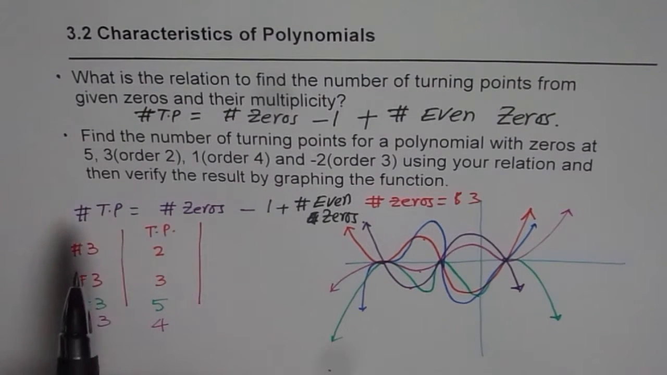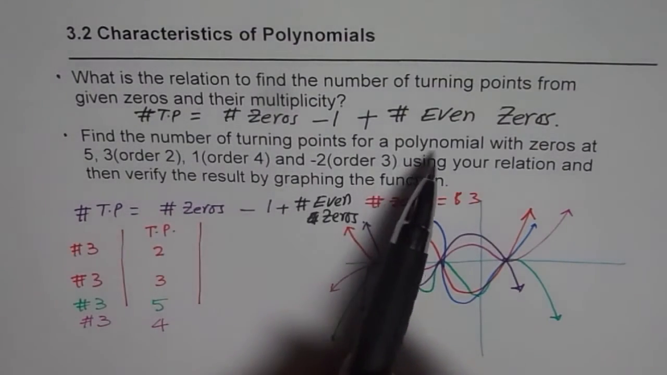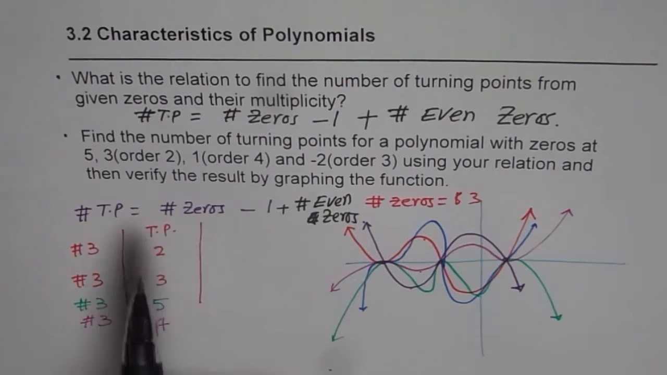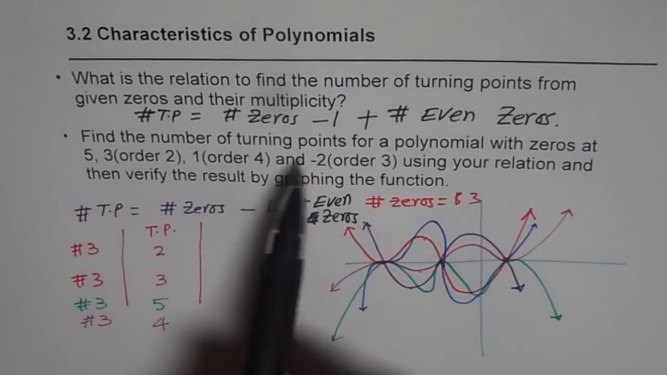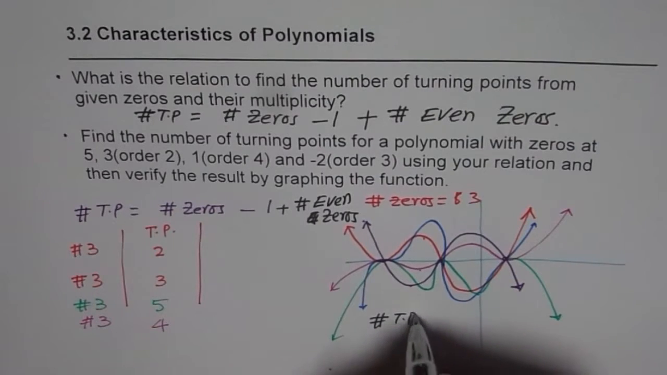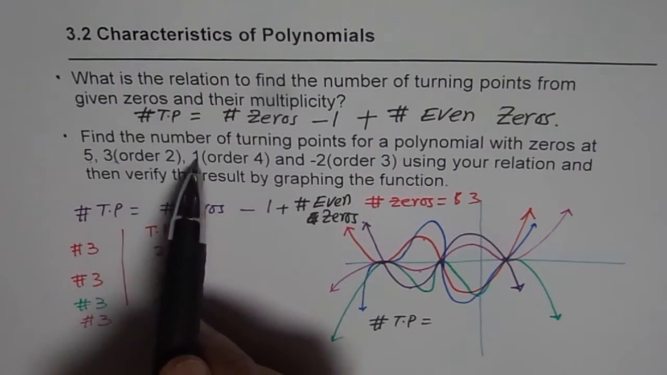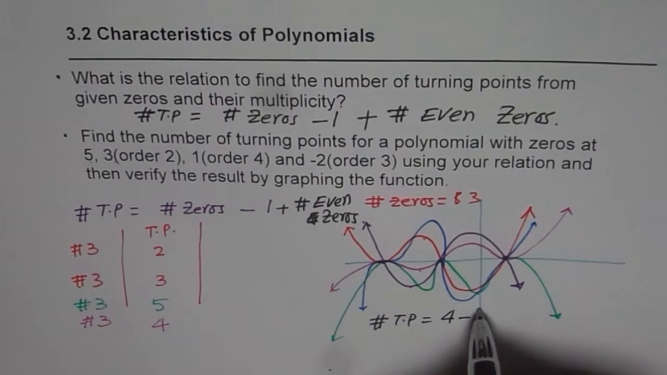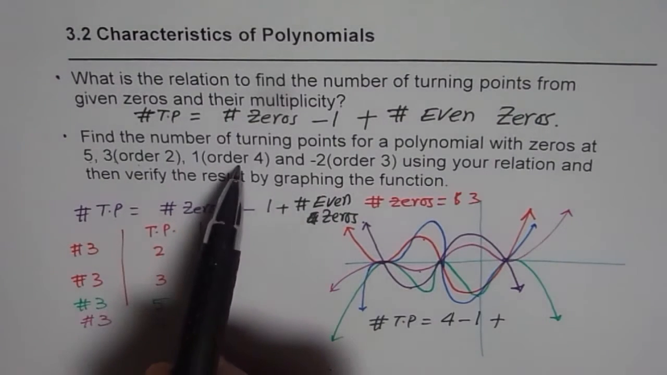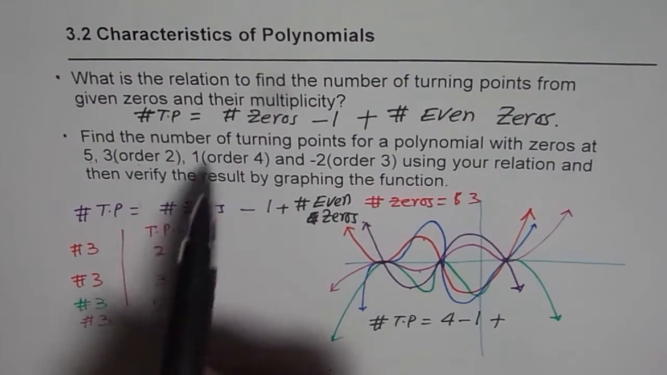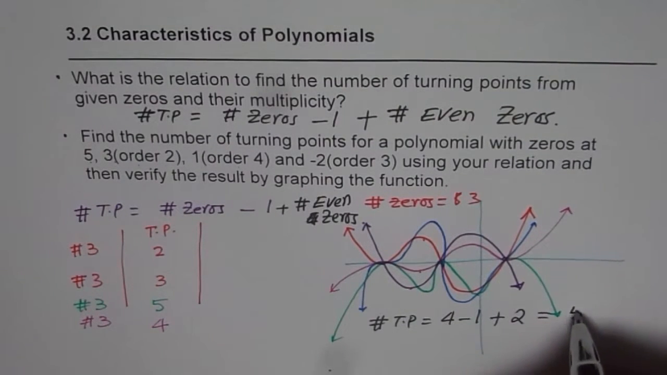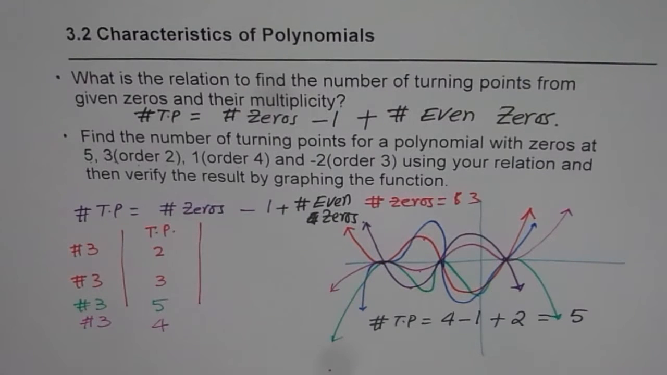Now let's read the next one. Find the number of turning points for a polynomial with zeros at 5, 3, 1, minus 2. So how many zeros are there? 1, 2, 3, 4 zeros. Let's find out the answer for this. We're trying to find number of turning points, right? So we have 4 zeros, right? So 4 minus 1 plus how many even order zeros? So order 2 is even, order 4 is even. There are 2 zeros with even order, so plus 2. Do you get this? 4 minus 1 is 3, 3 plus 2 is 5. What do we expect? 5 turning points, right?